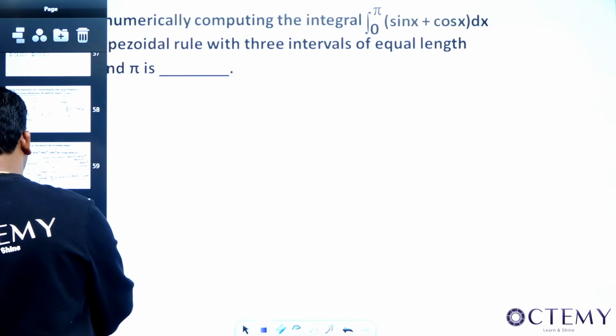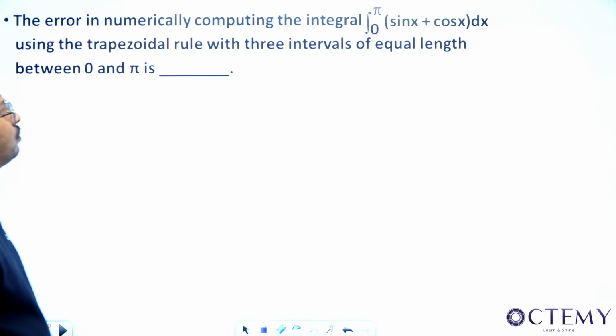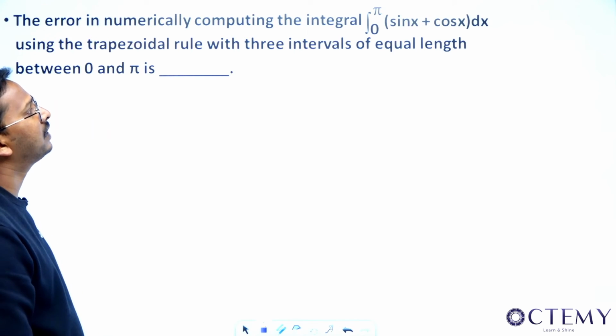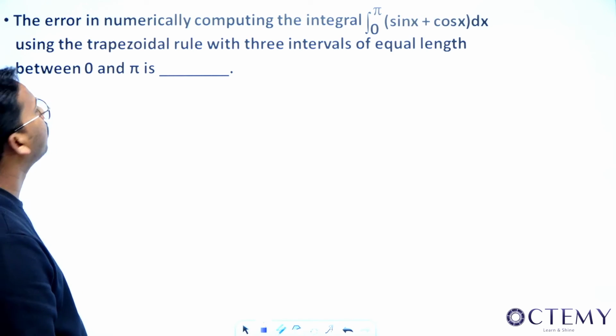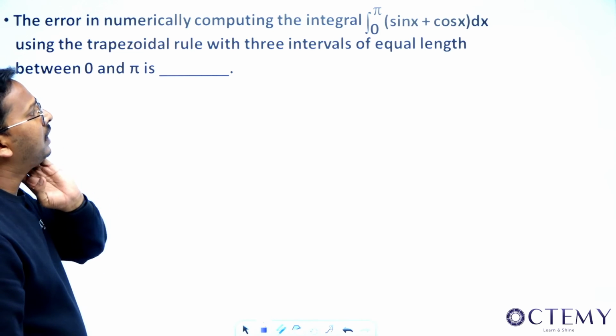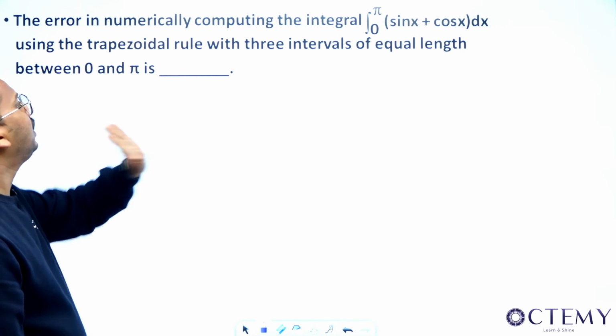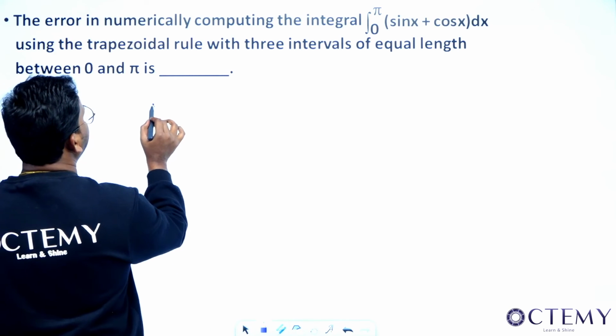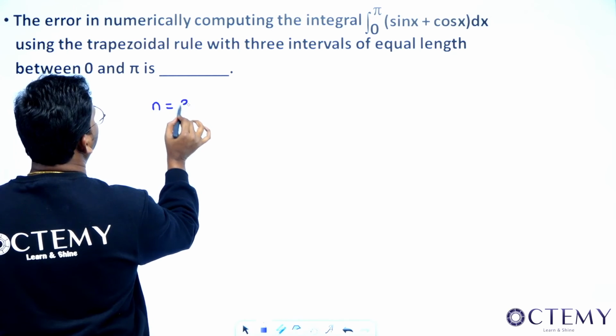See, sir, what is that question telling? The question is like this. The error in numerically computing the integral from 0 to pi of sin x plus cos x dx using the trapezoidal rule with 3 intervals of equal length between 0 and pi. Right? So your n is how much, sir? n is 3 intervals.